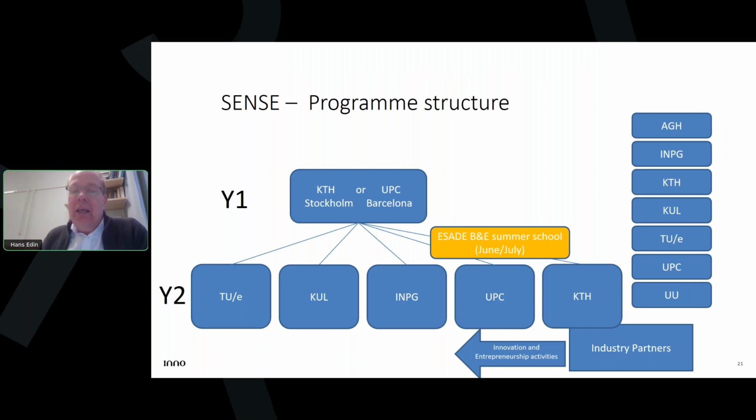I mentioned in the beginning that there are 7 universities that are part of this consortium, and we also have activities that are provided by AGH in Krakow and Uppsala University in Uppsala, Sweden. AGH is providing a power quality module, and Uppsala University is providing a battery module. And on top of this, we have a number of different types of innovation and entrepreneurship activities, and also many activities together with industry partners.